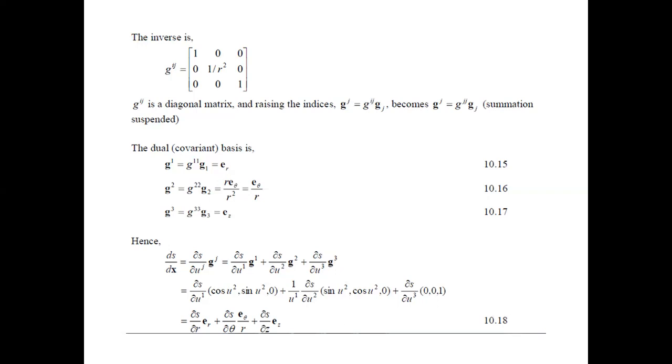The dual covariant basis is G super 1 equals G11, G1, which is here. G2 is G22, G2, which is R E theta over R squared, which is E theta over R. And G3 equals G33, G3, which is EZ.